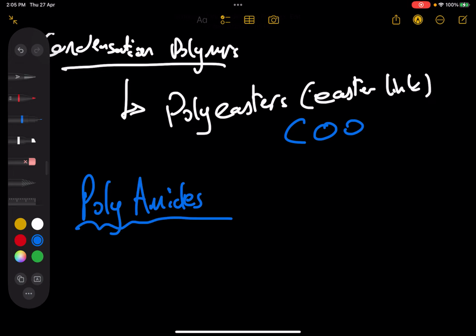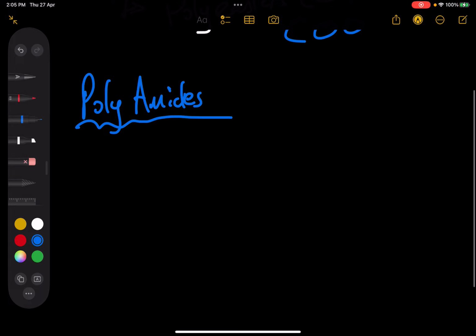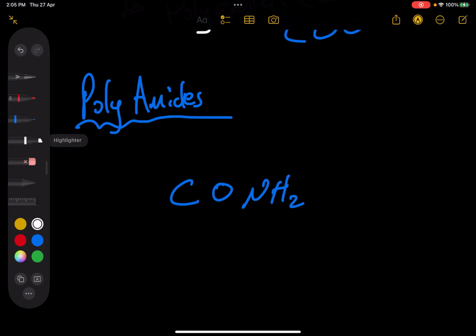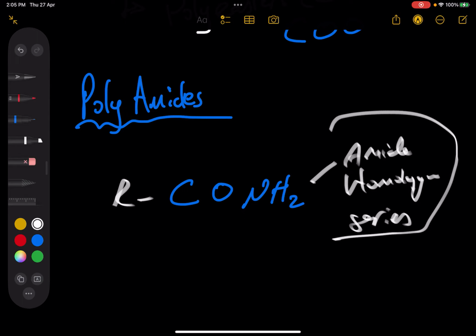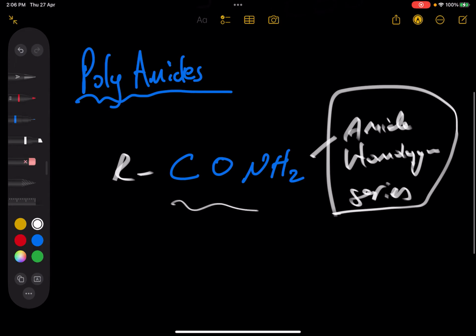Okay? Polyamides. So do you remember the amide group, the amide family? It was like this: CONH2. This is the amide homologous series, right? So basically, you will see something similar to this in the amide link.